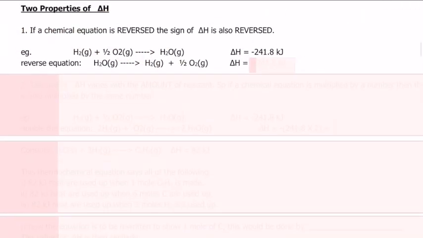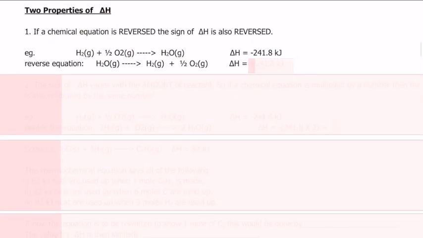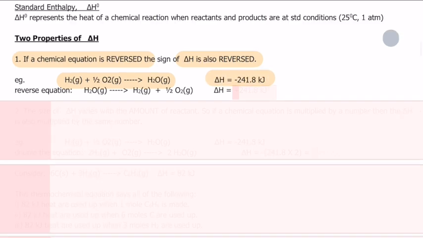The last thing we will do in this enthalpy video is look at 2 properties of delta H. If a chemical equation is reversed, then the sign of delta H is also reversed. So notice here that hydrogen and oxygen are forming water, and the delta H is given to us for this equation, we see that this is an exothermic reaction.